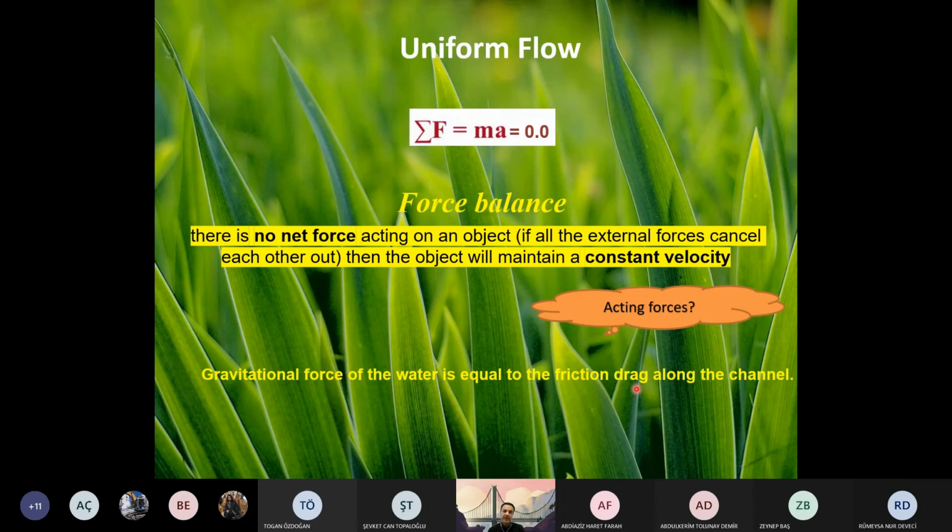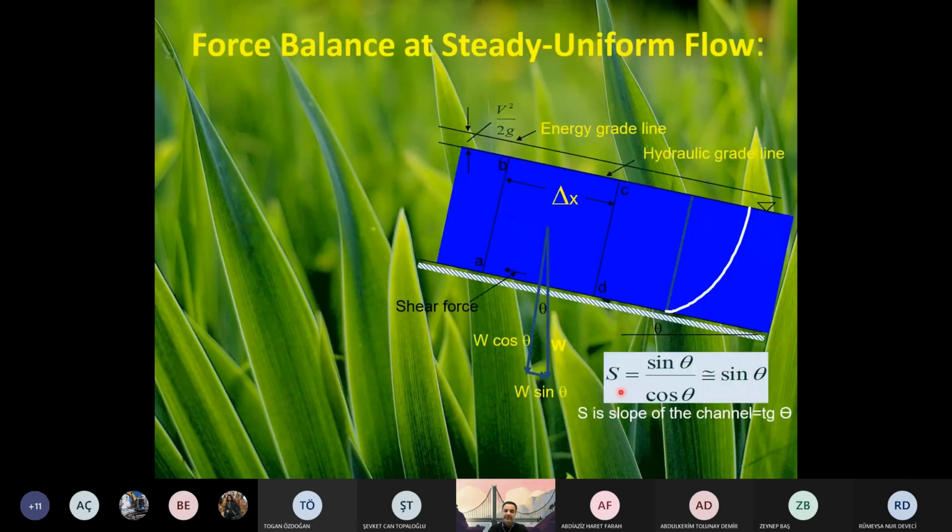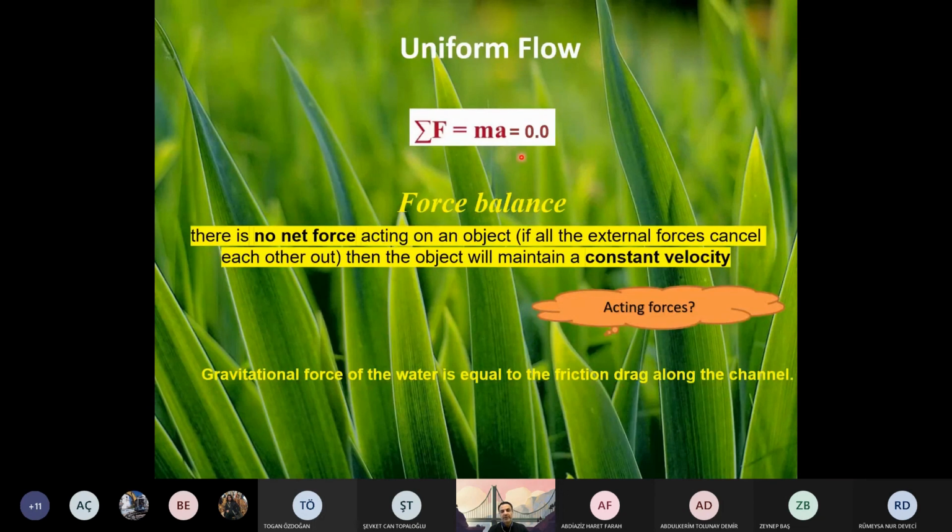Do you remember when a droplet, a raindrop falls, there is drag force from air. Resist again the motion of raindrop, and in that way you remember we defined maximum velocity of raindrops. So we have equality between the gravity force and the drag force. Therefore, we can say that there is no acceleration because sigma F equals 0, and this is why velocity is constant along the channel.